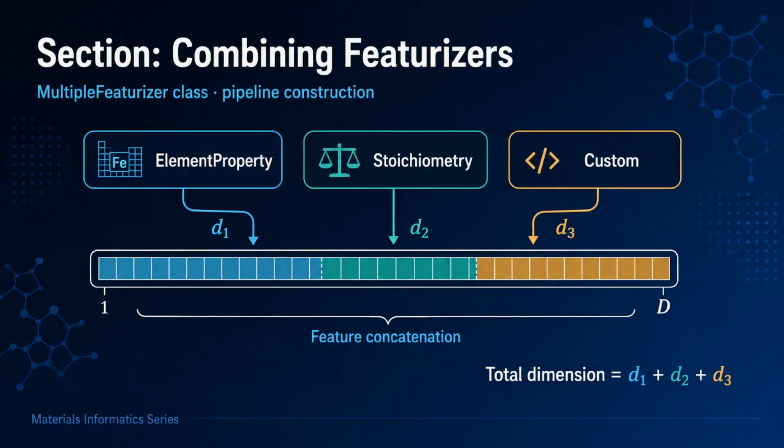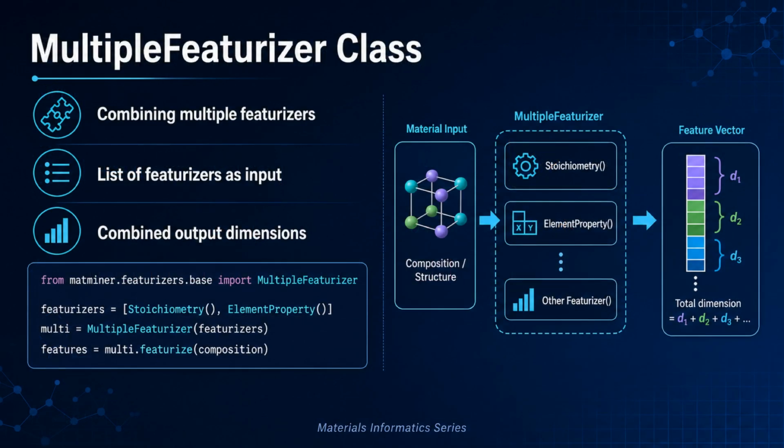A single featurizer may not capture all relevant information. Combining multiple featurizers creates a more comprehensive feature set. The multiple featurizer class concatenates outputs from several featurizers. You might combine MAGPIE for elemental properties, stoichiometry for composition structure, and oxidation states for charge information. Multiple featurizer takes a list of featurizer objects and applies all of them to each composition.